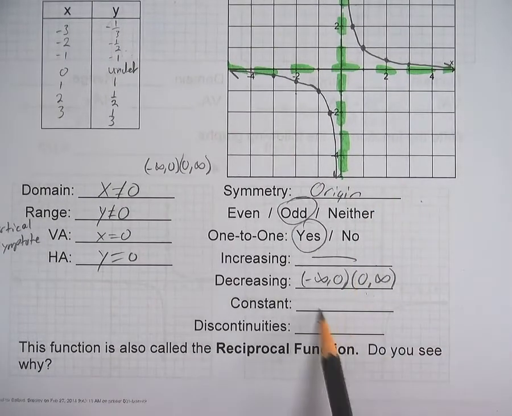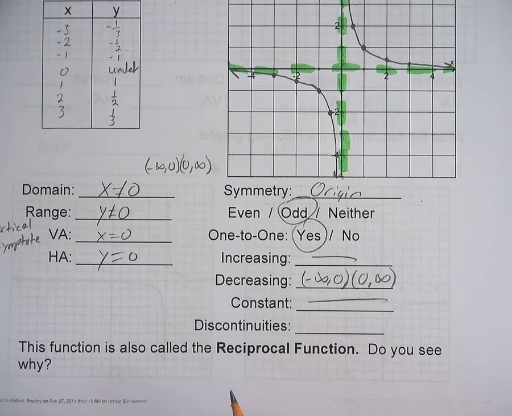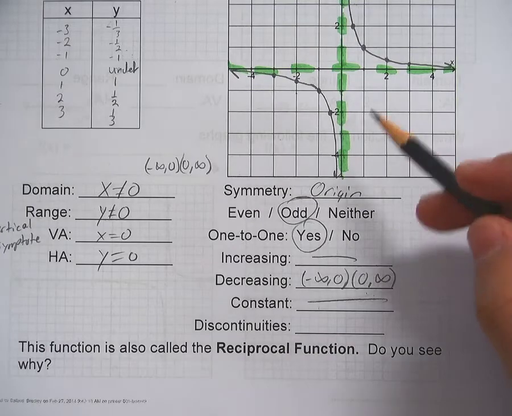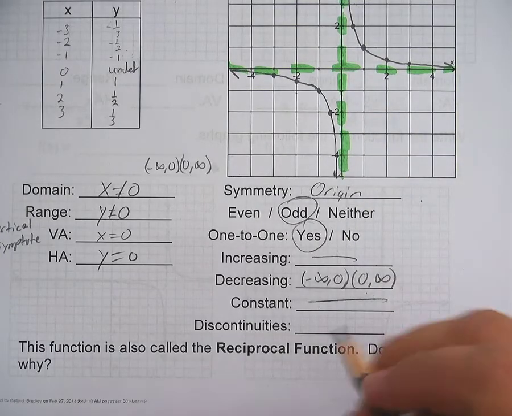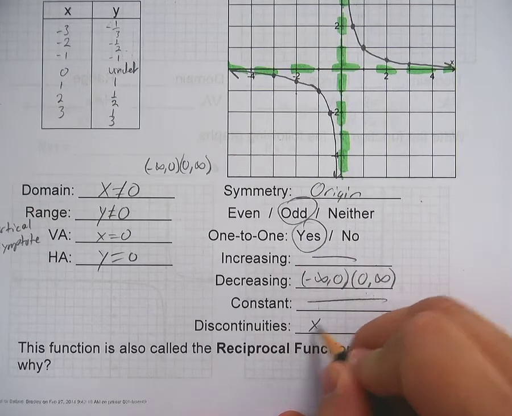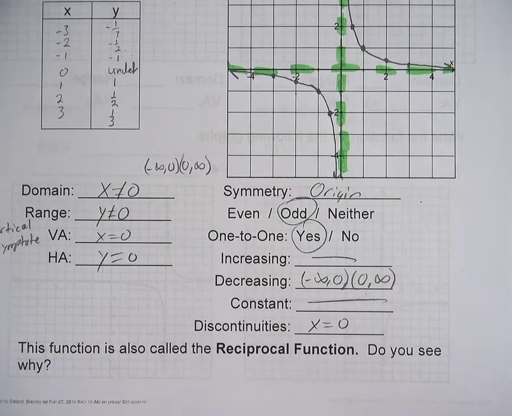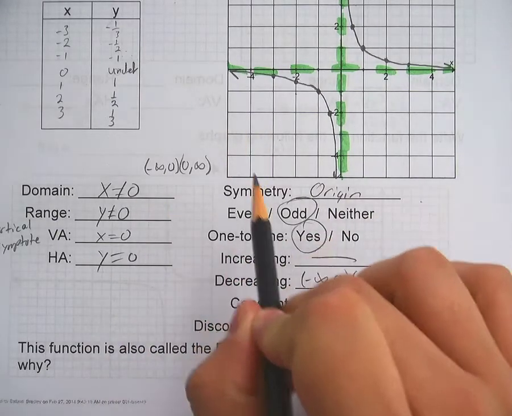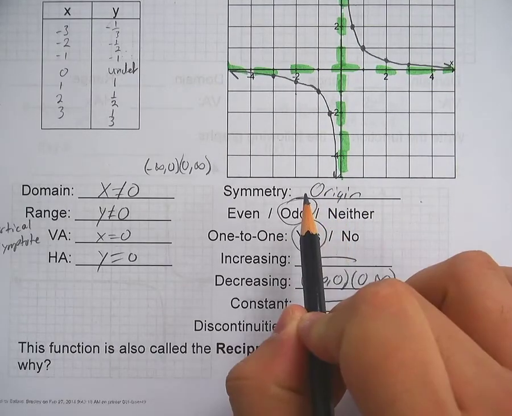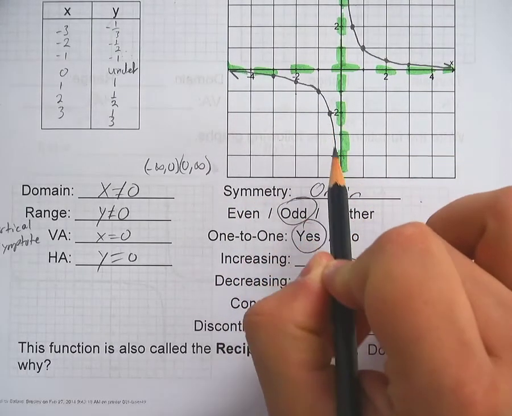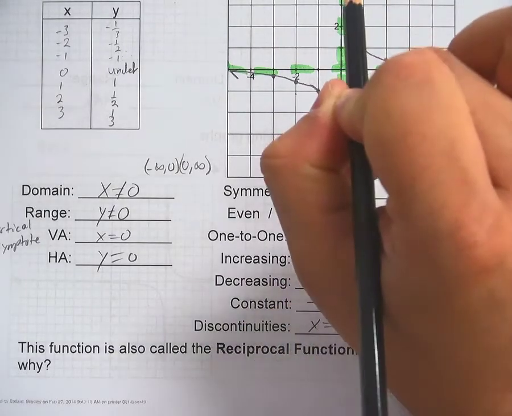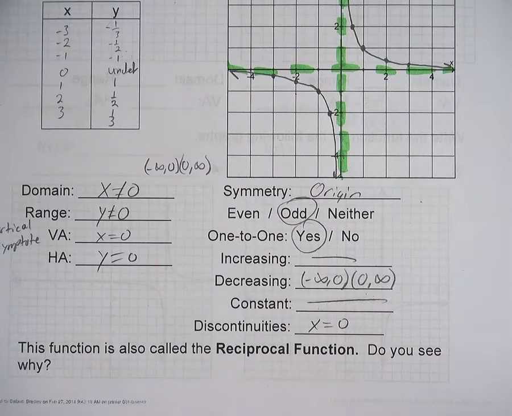Is there ever a place where it's constant? No. Discontinuities. Is there any place where the graph breaks and jumps from one value to another? Well, yeah, right at 0. It goes from negative infinity to positive infinity. So is there a discontinuity? Yeah, x equals 0. Discontinuous means not continuous. Continuous is something that happens if you put your pencil on the paper and draw a graph. If you ever have to pick your pencil up, like right here, and bring it up here, and then finish the graph, then it's discontinuous at that point.